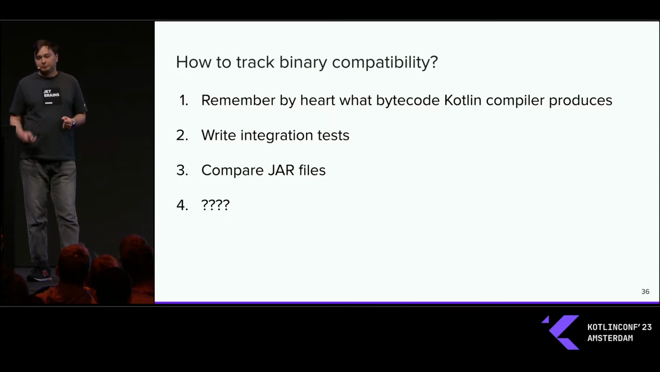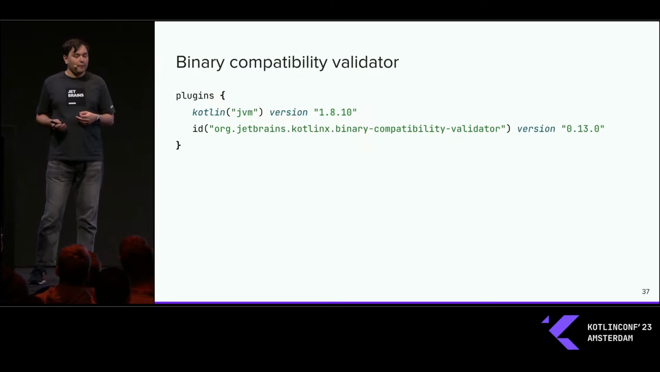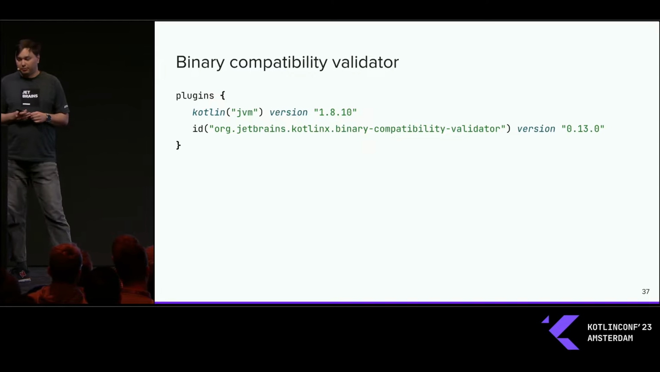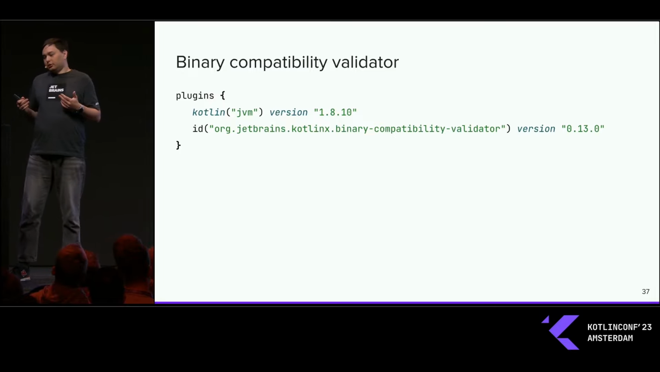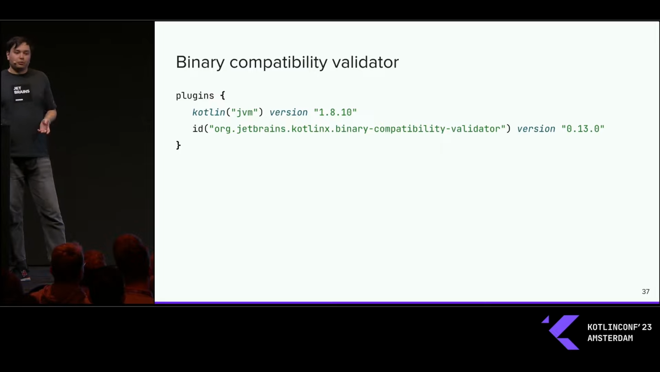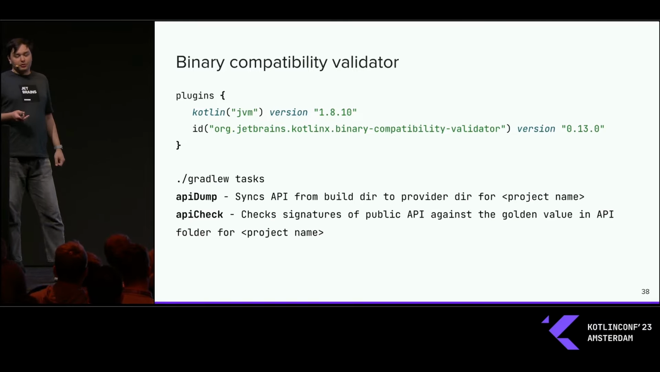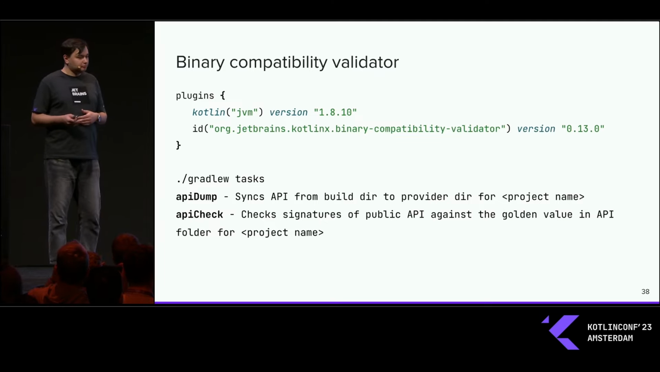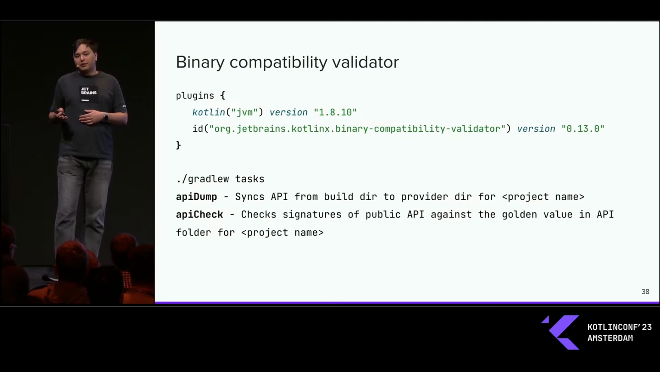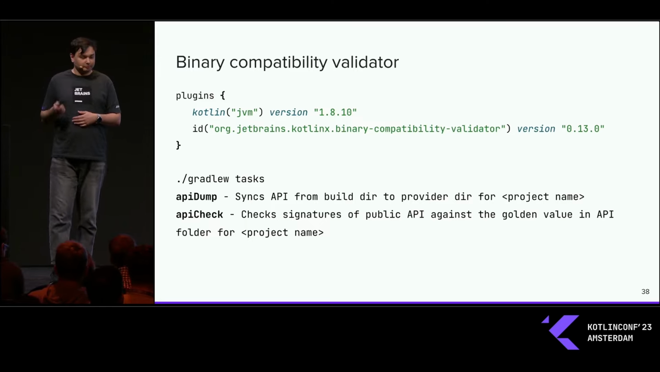So it is possible. However, we as a library team can offer you a better solution, which is called Binary Compatibility Validator. So it is a Gradle plugin that you can include in your Kotlin project. It can be a JVM project as well as multi-platform project, but it still works only for the JVM part. So when you include this plugin to a project, you can see that there are 2 new Gradle tasks. One of them is API dump, and the other is API check.